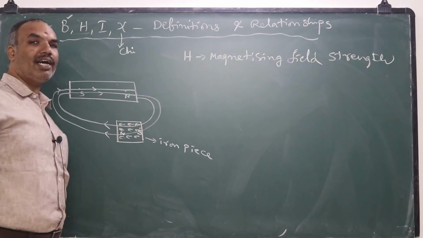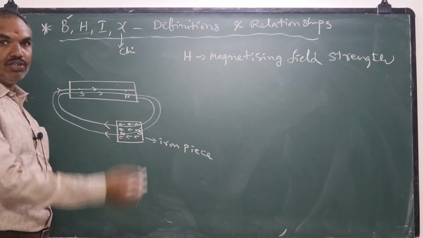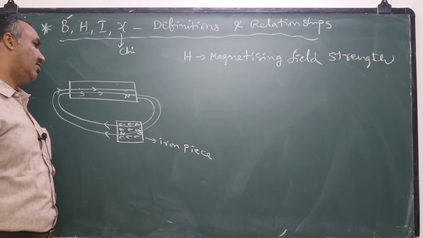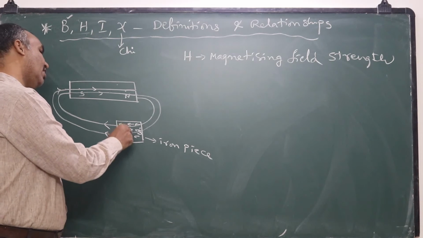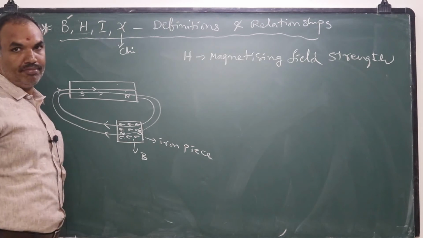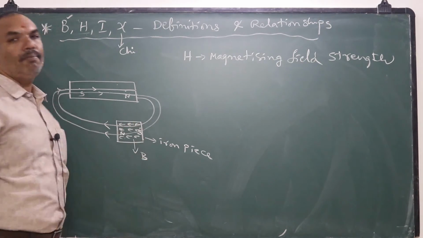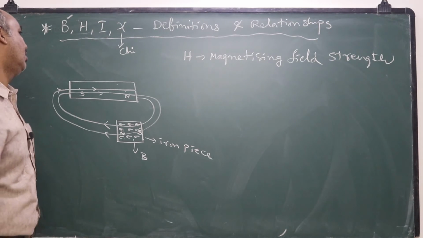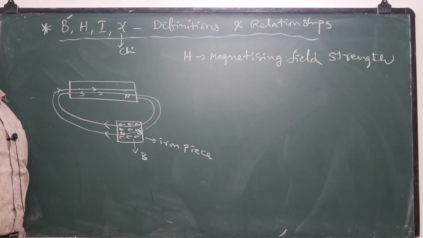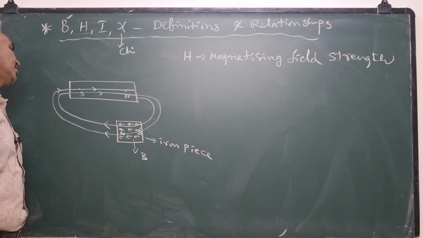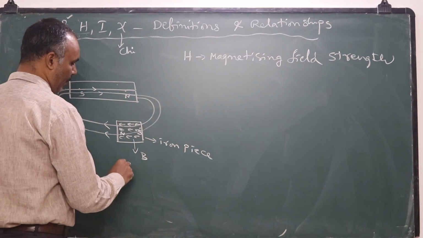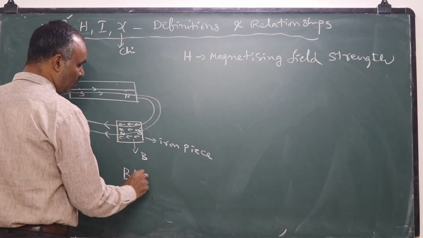Earlier, the net magnetic moment of this iron piece is 0. Now we created a magnetic field here. So whatever magnetic field developed here is called the magnetic induction field B. This field is called the magnetizing field. If you observe this, B is proportional to H.